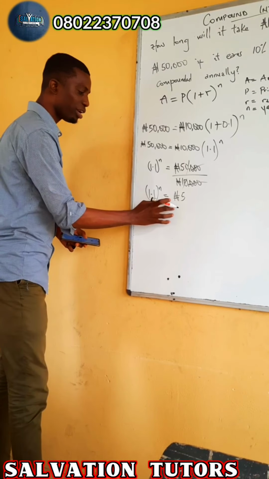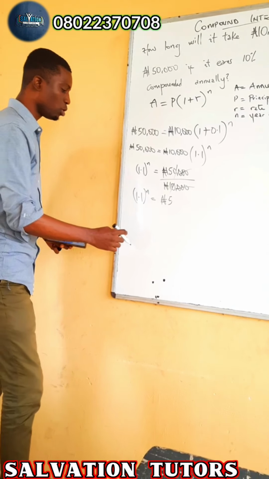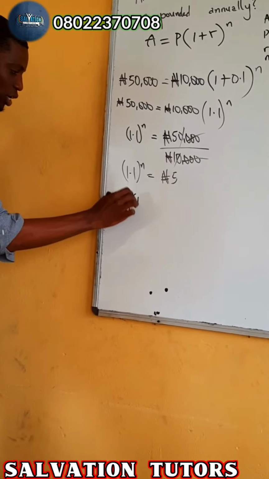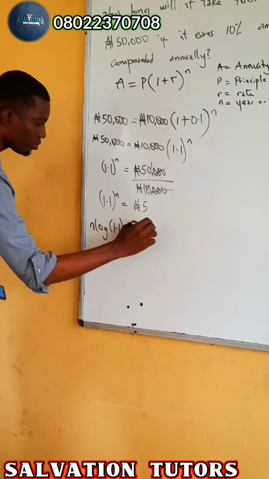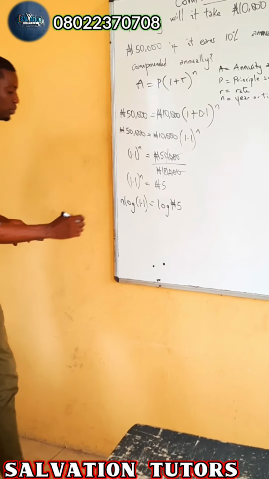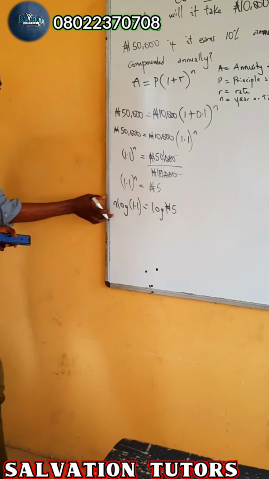In situations like this, you can only proceed further by using log. So what do we do? We'll say n log bracket 1.1 equals what? Log 5. Now we can divide because we now have like terms. Because we need n. Remember we're looking for n.